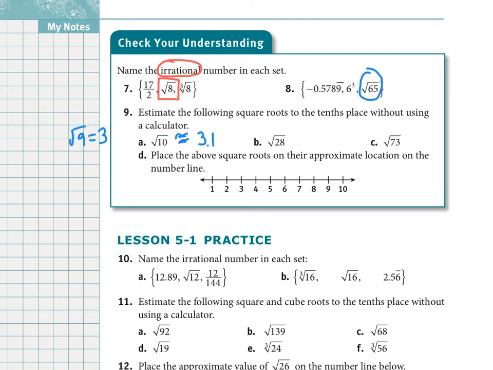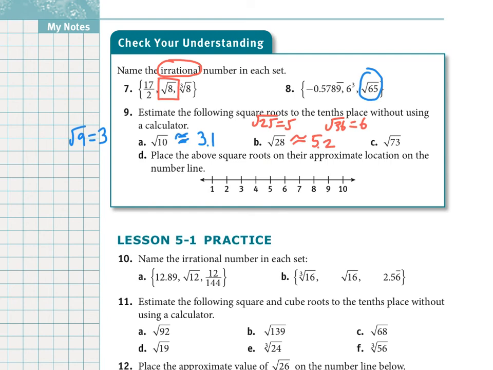What about the square root of 28? The square root of 25 I know is 5. The square root of 36 I know is 6. Is 28 a little closer to 25, or is 28 closer to 36? It's definitely closer to 5. So I'm going to say the square root of 28 is about 5.2 or 5.3, because 28 is closer to 25. And you can always draw the number line as well, like we did earlier.